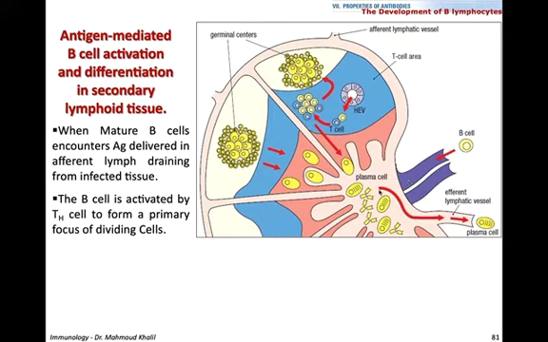It's entered, as we said before, and these B cells, once they mature, encounter antigen, which is delivered to the lymph node through the afferent lymph draining from the infected tissue. The B cells also need activation by T helper cells to form a primary focus of dividing cells. So you can see these cells soon migrate upon activation by the T helper cells.